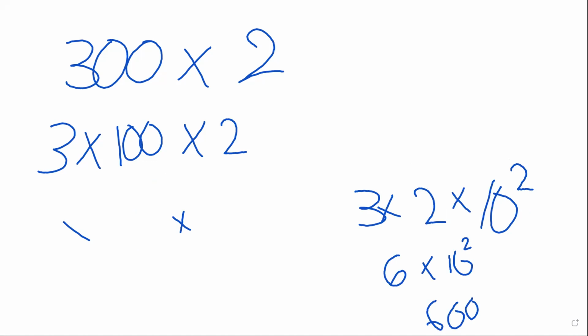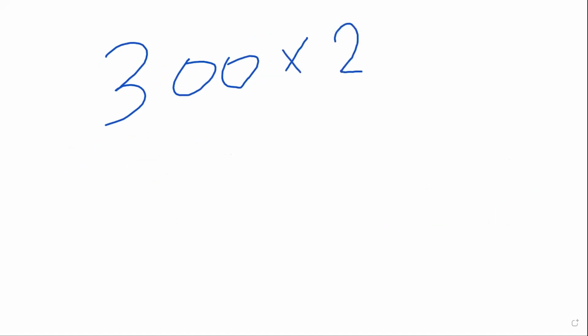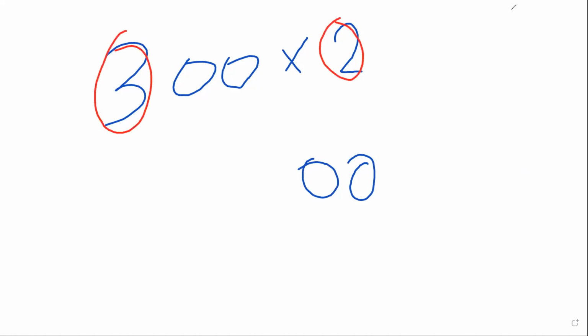Now, this is one way. I will give you an easier way to multiply 300 times 2. First of all, count how many zeros you have here. 2 zeros. I will write the 2 zeros down. Then I will multiply the numbers, 2 times 3, 6. So the answer is 600. Got it now?